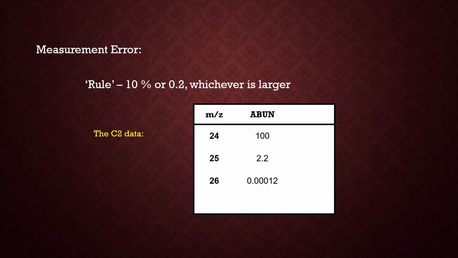So if we look at the C2 data, we have at the m/z 25 peak an abundance of 2.2. If I apply the 10% rule, I get 0.2 plus or minus 0.2 as the abundance. I would get the same if I applied the absolute in this particular case. If I applied the 10% to the 26 peak, that comes out to a meaningless number. So in this case, if I were to apply the error to the 26 peak, I would apply the 0.2, and I'll do that in the next slide.